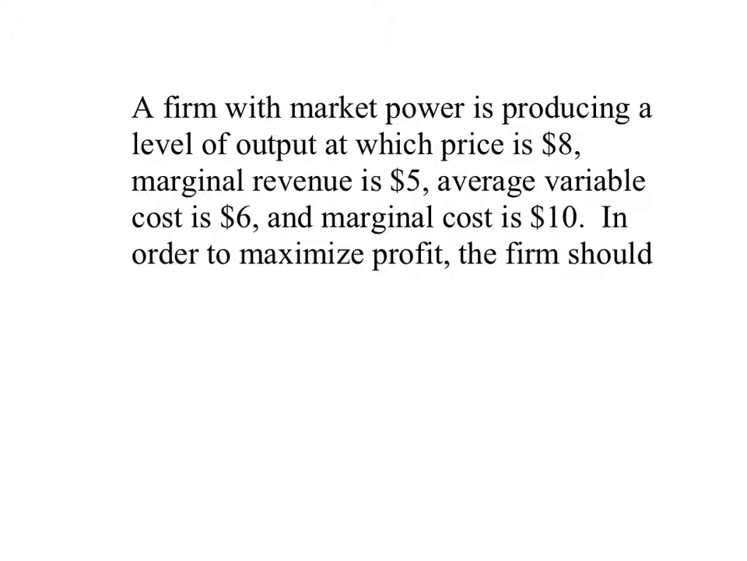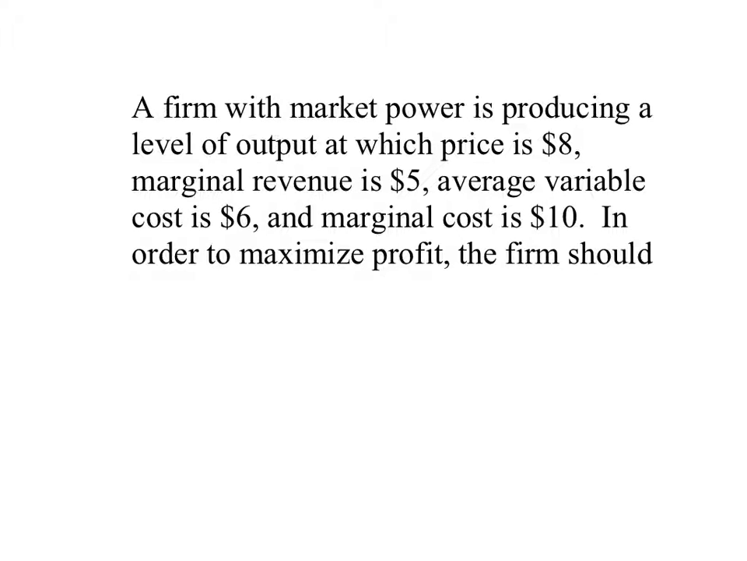Okay, in this video we're going to look at a question from exam number 6, I believe, dealing with monopoly and monopolistic competition. This question says that a firm with market power is producing a level of output at which price is $8, marginal revenue is $5, average variable cost is $6, and marginal cost is $10. In order to maximize profit, the firm should, and the choices involve increasing or decreasing the price.